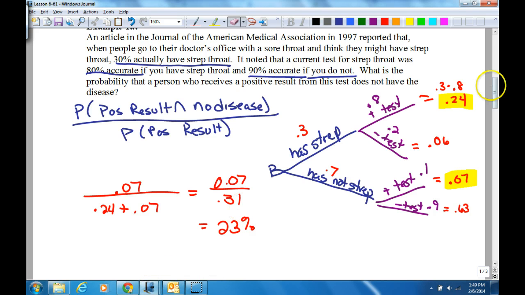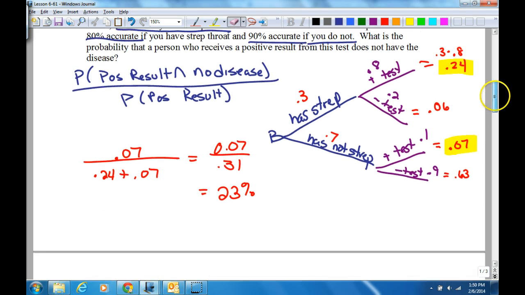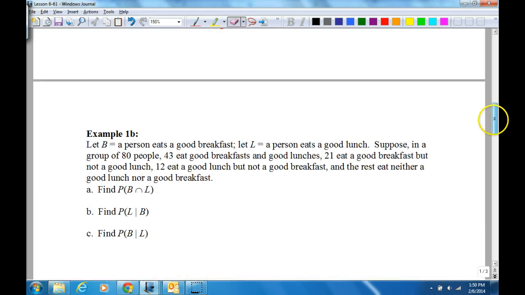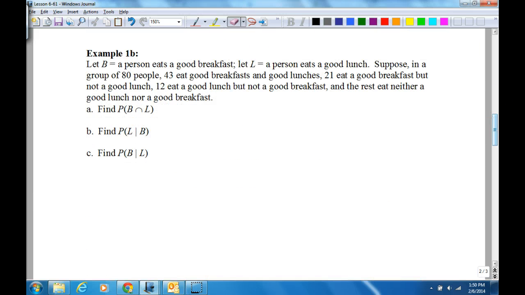All right, so let's go on. Next page. Basically all of these you're going to set up the same way. You're going to set up the little tree.